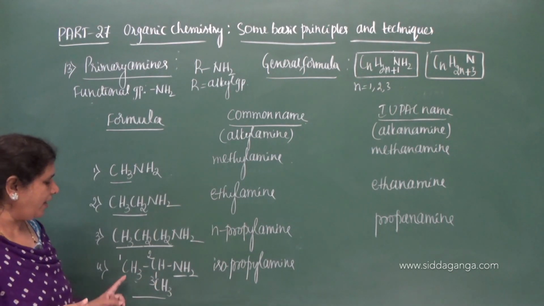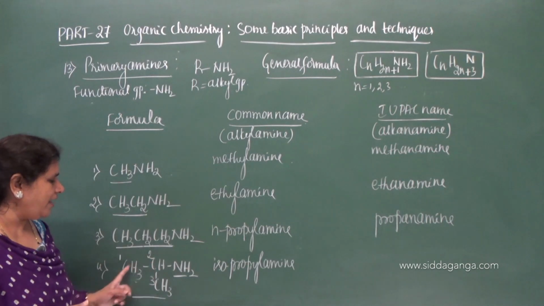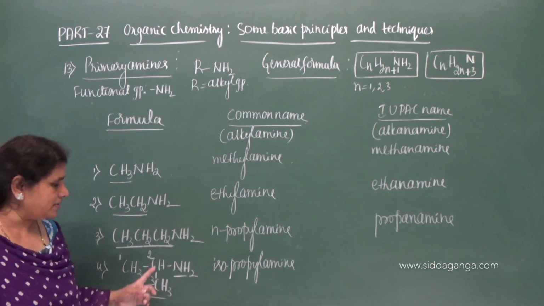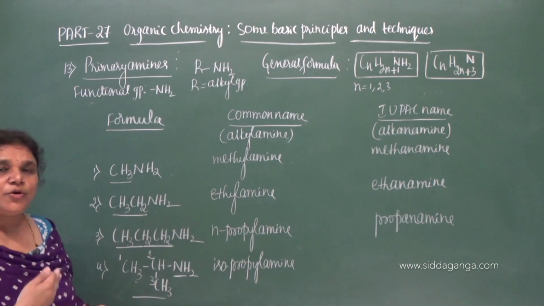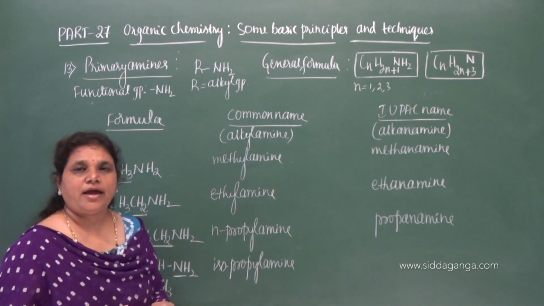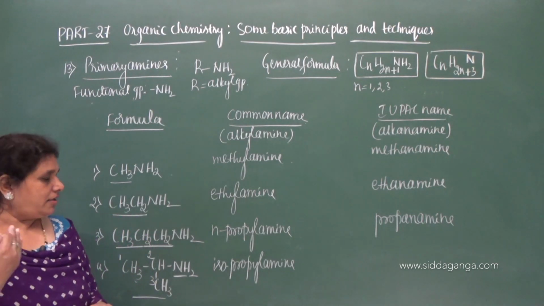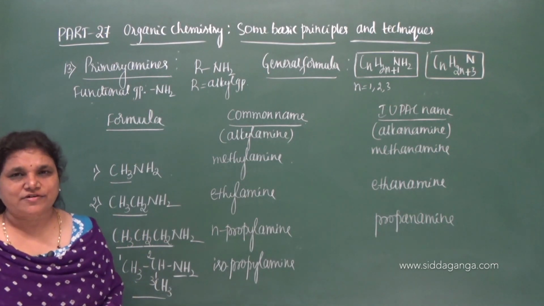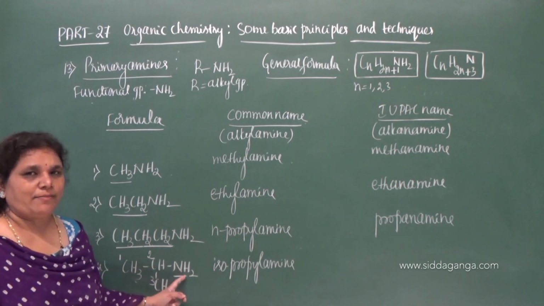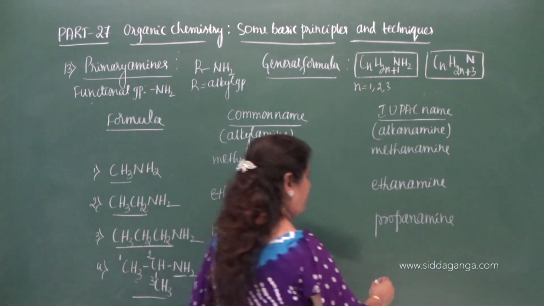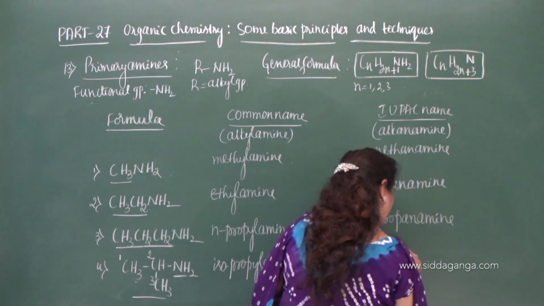So, you cannot write this as 1-methyl ethanamine, because the NH2 group is a group which can act as both the terminal and the non-terminal functional group. Therefore, it is propane-2-amine. So, propanamine and propane-2-amine.